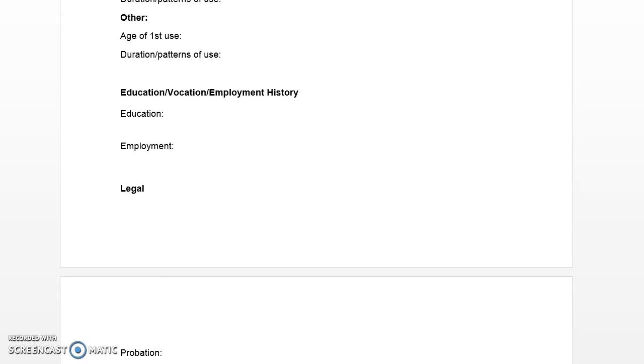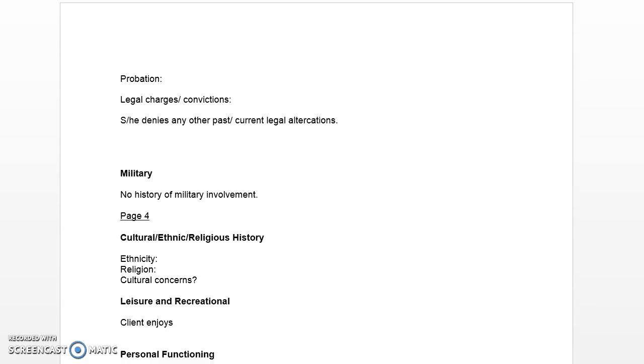Then you go to the legal history, again, paragraph format, whether or not they're on probation, whether or not they have any current or past legal charges or convictions. If there is no legal history, then you write, client denies any other past or current legal history. Military, if they're in the military, you would indicate that and what branch of the military. If they were formerly in the military, what type of a discharge did they get? And again, that would be in a sentence or in a paragraph format.